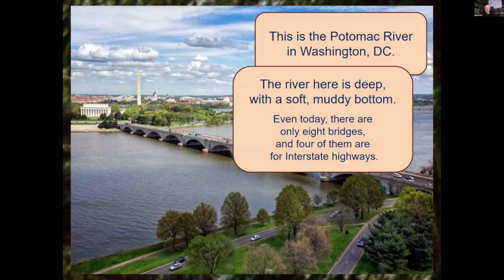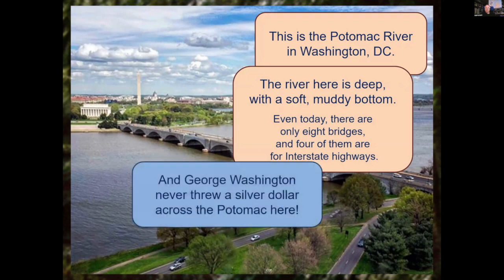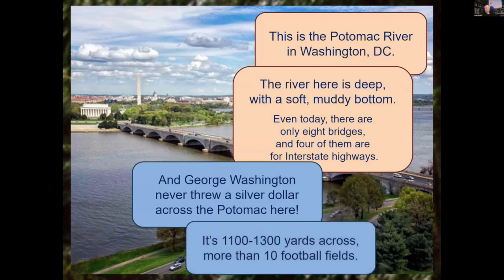Even today, there's only 8 bridges for a long stretch of this river, and 4 of them are for interstate highways. Bridge building is hard, and by the way, George Washington never threw a silver dollar across the Potomac. It's 10 football fields across.